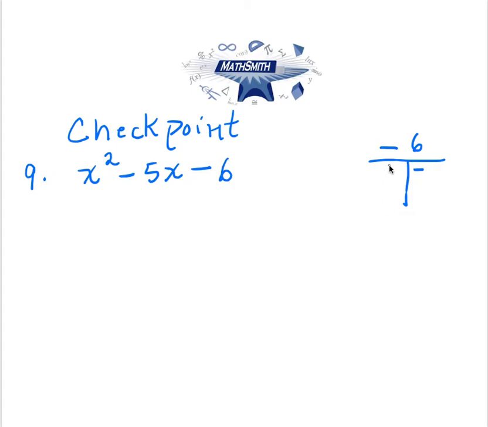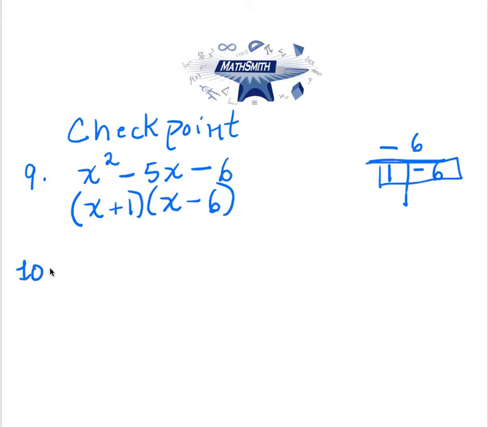So I'll put the larger absolute value on this side. So I start off with 1 and negative 6, okay? That multiplies into negative 6. Oh, and look at that. It combines into negative 5. So there it is, right out of the box. x plus 1 times x minus 6 is how that factors. All right, 10.